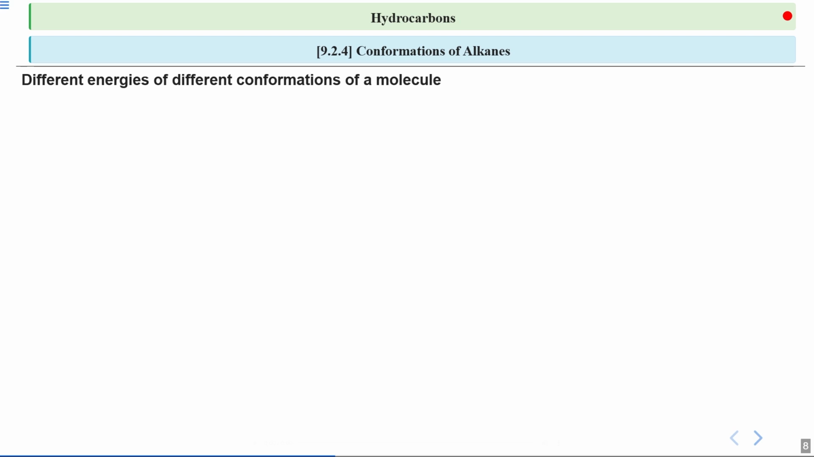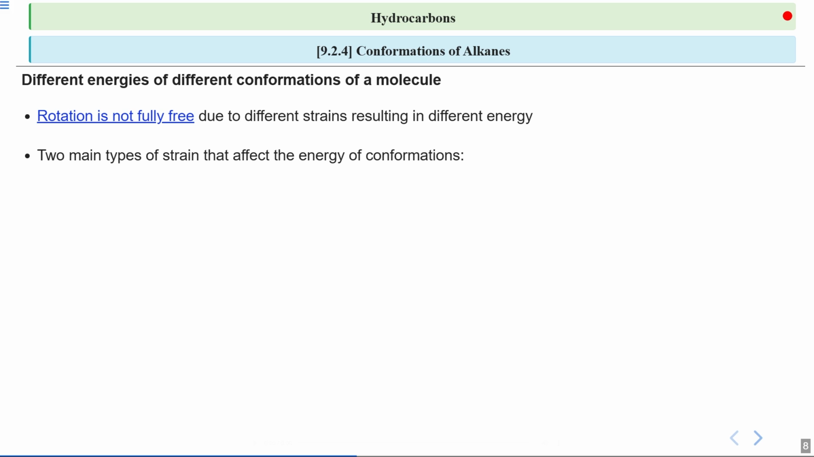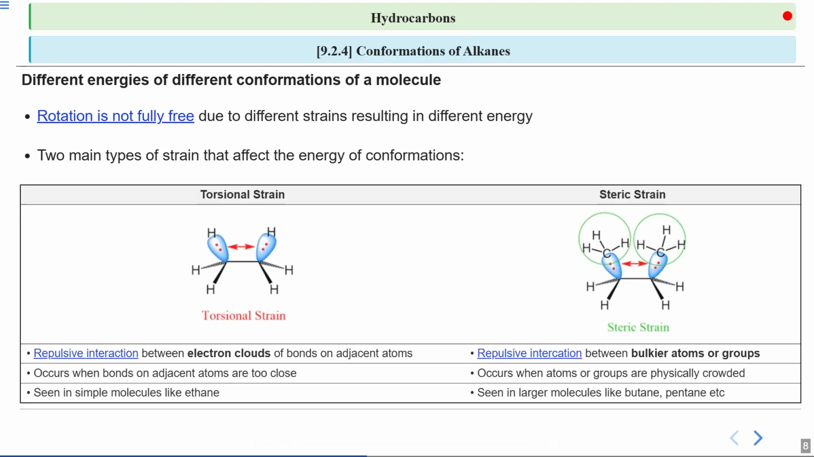Next, we will study the different energies associated with various conformations of molecules. Now we see that rotation within a molecule is not completely free. Yes, it is free, but not to a null state. This is due to different strains that result in varying energy levels. This means as the parts of the molecule rotate, they encounter resistance that affects their energy. Now, two types of strains influence the energy of molecular conformation. These strains are key factors in determining how the molecule can rotate and what energy levels it can achieve.